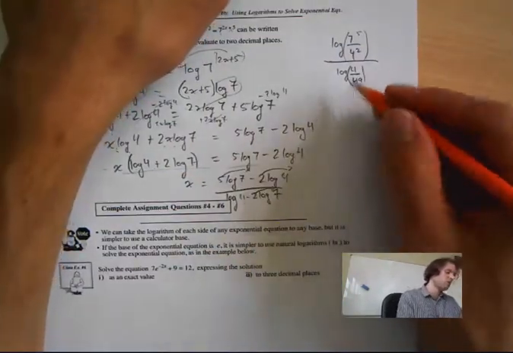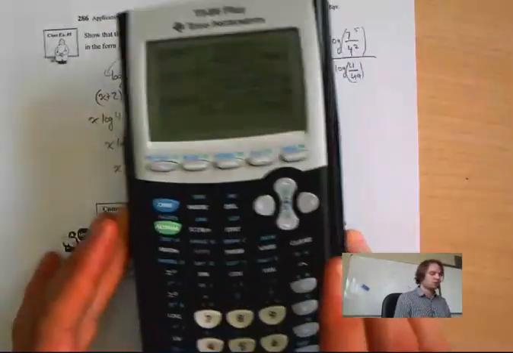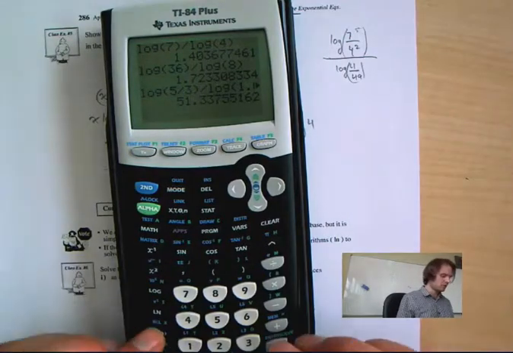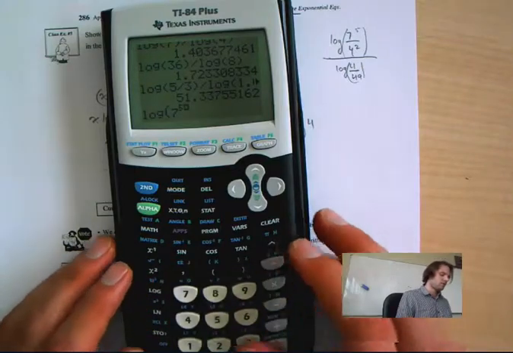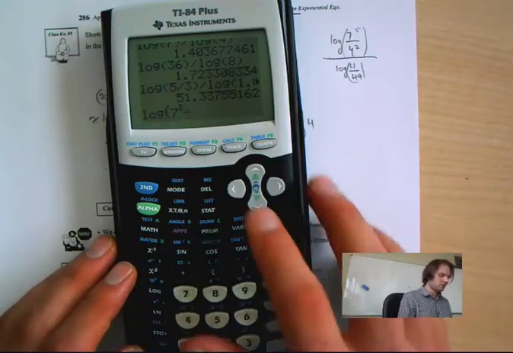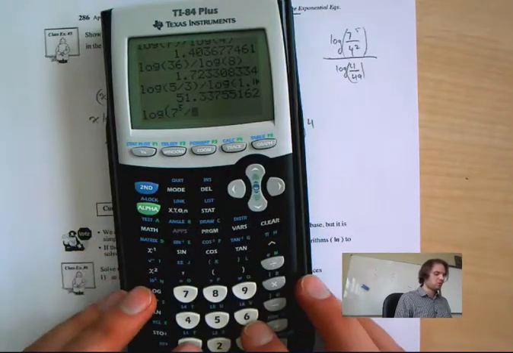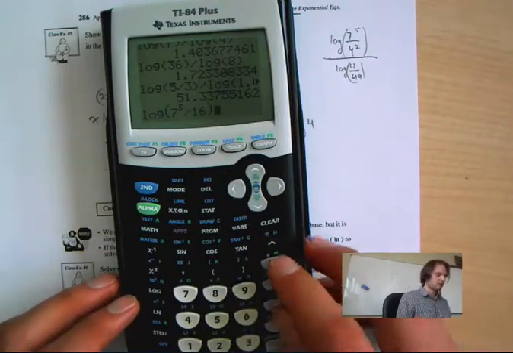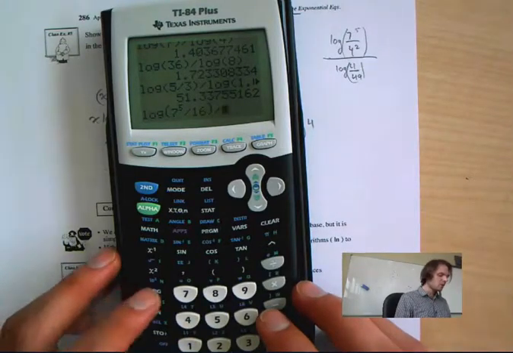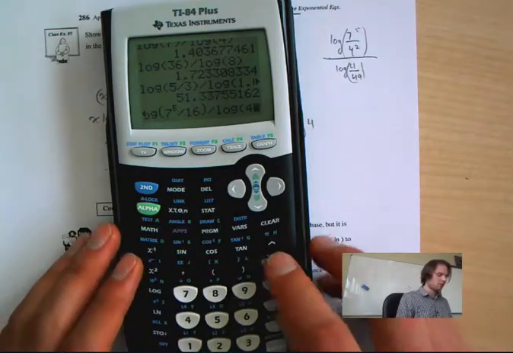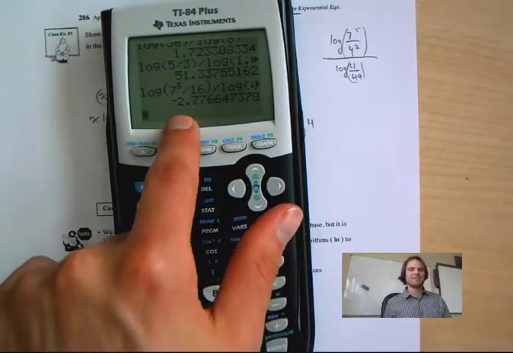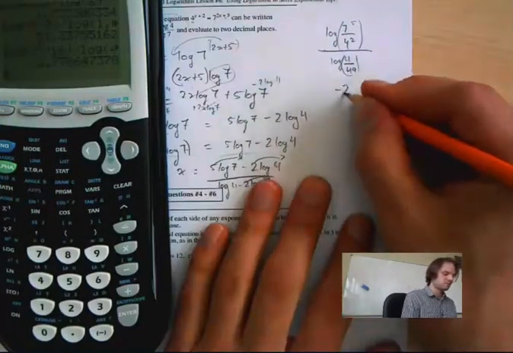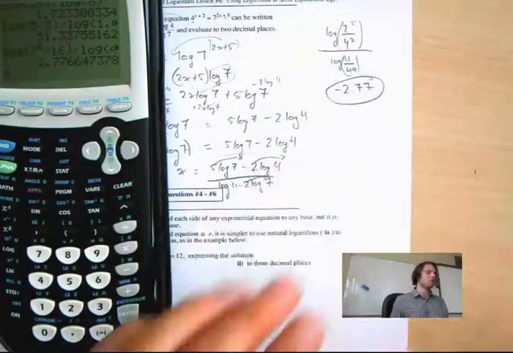And then I'm going to punch this nasty thing into my calculator. Okay, let's punch this in. Hopefully you can see that. So I'm going to go log 7 to the power of 5, divided by, oops, that's the wrong button, divided by 4 squared is 16, bracket. And all that's divided by log 4 divided by 49. I end up getting negative 2.77. And that is how we solve this.